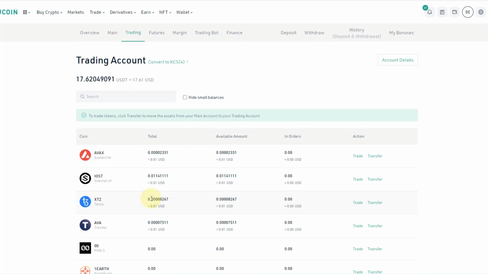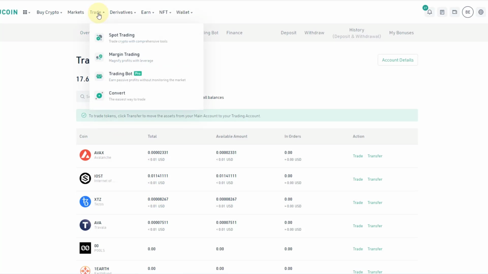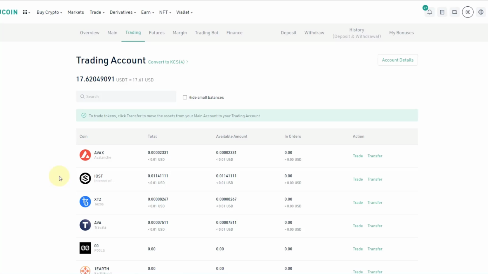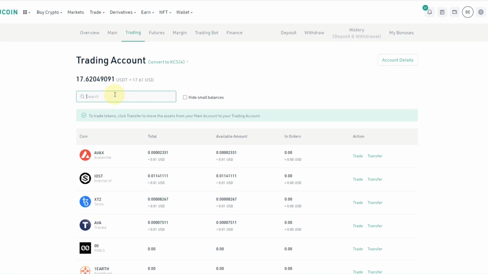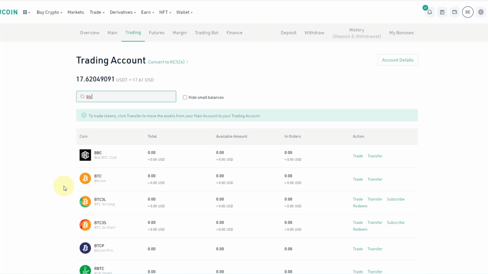There's two ways of getting into the actual trading dashboard. The first way is you hover over the trade section up there and select spot trading. That will take you straight onto the trading dashboard. The other one is that you just select the crypto you want to buy here. Let's say I want to buy BTC, and I click on trade, and I select I want to trade BTC USDT, and then I click on it, and it will take me into the trading desk.